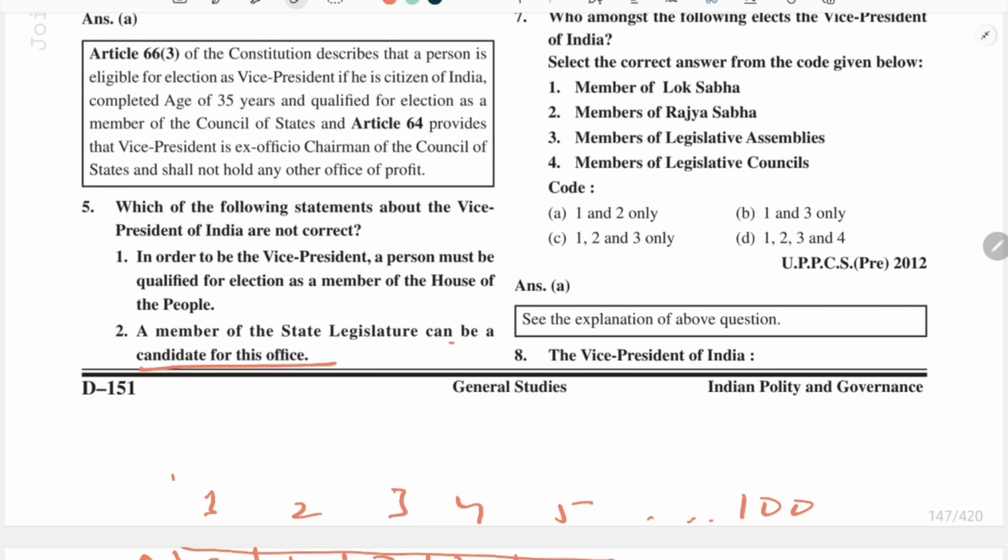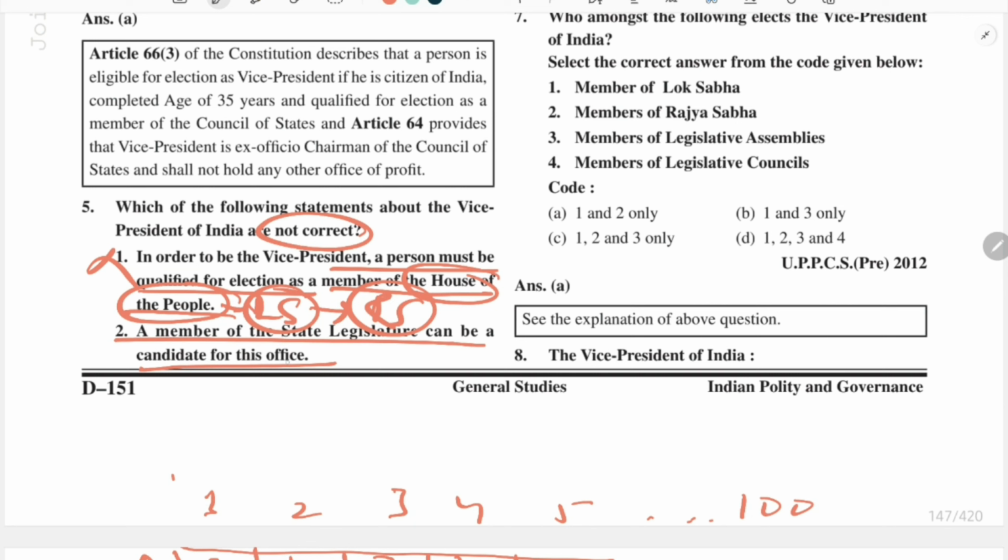Which of the following statements about the Vice President of India are not correct? In order to be Vice President, a person must be qualified for election as a member of the House of People. House of People is Lok Sabha, but he or she must be qualified for election as a member of Rajya Sabha, that is the House of States or Council of States, not the House of People. So this statement is incorrect.